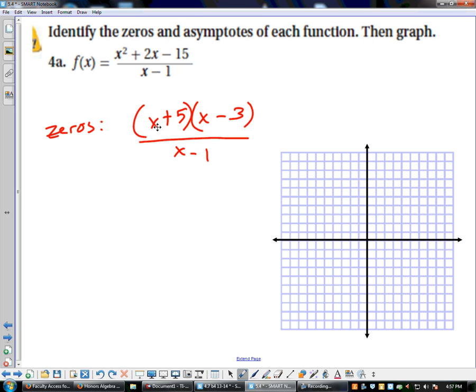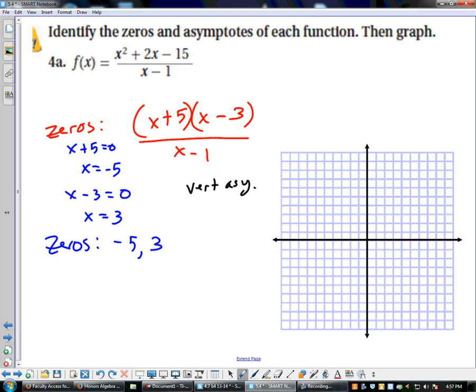To find the zeros, we're going to set x plus 5 equal to 0 and get x equals negative 5. And x minus 3 equal to 0 and get x equals 3. So my zeros are negative 5 and 3. The vertical asymptote, we're going to get that by setting our denominator equal to 0 and solving. And I get x equals 1. That's the equation of the vertical asymptote. Again, the degree of the numerator was higher than the degree of the denominator. 2 is greater than 1. So we're going to say no horizontal asymptotes.